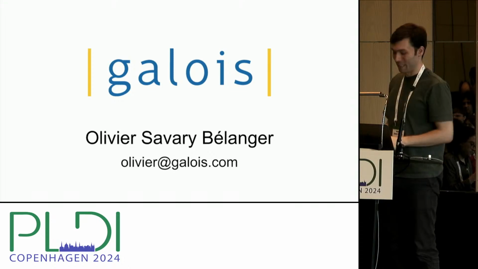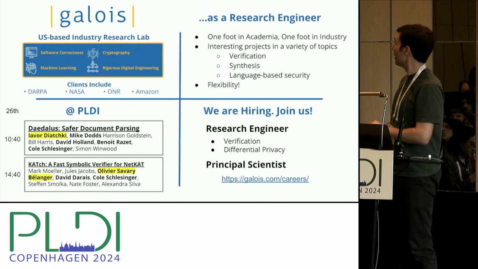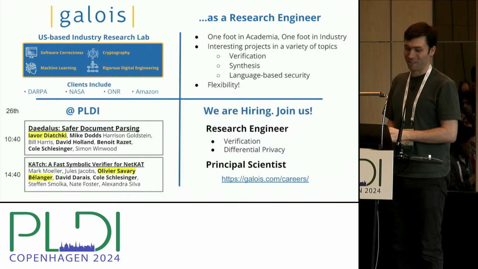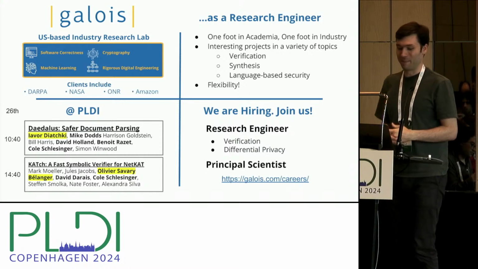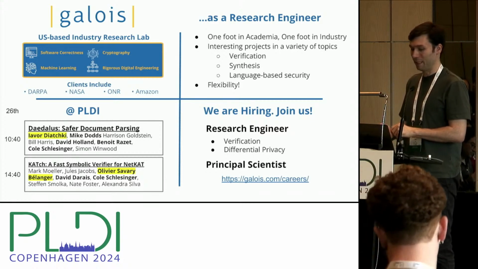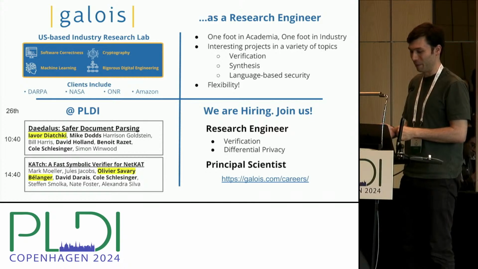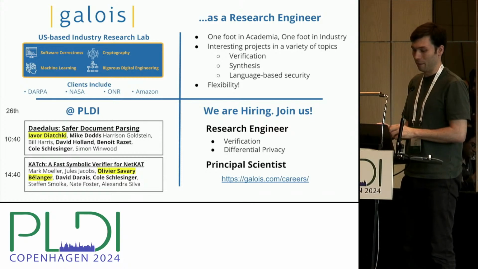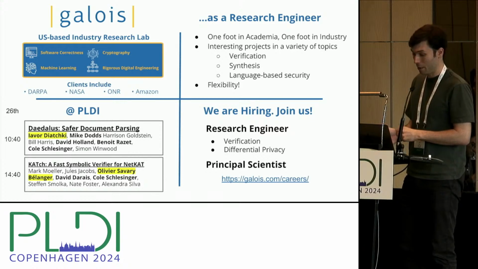I'm a research engineer at Galois. So Galois is a US-based research lab that specializes in trustworthy computing. We do work in different domains, including software correctness, cryptography, machine learning, and rigorous digital engineering. And our clients include DARPA, NASA, the Office of Naval Research, and we also have some commercial clients like Amazon.